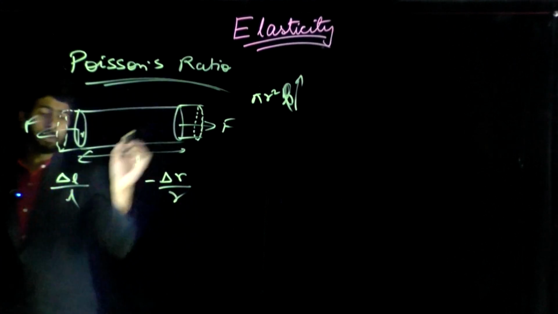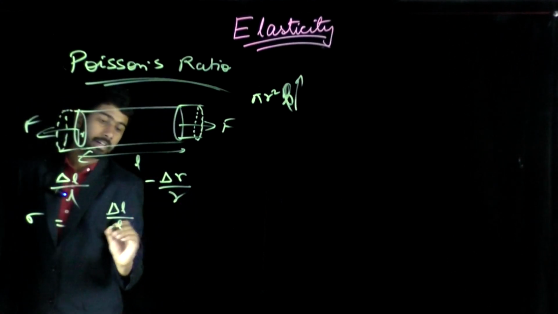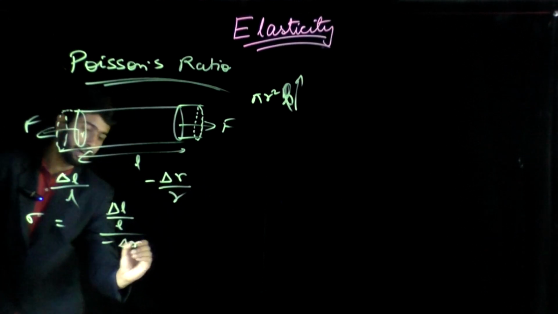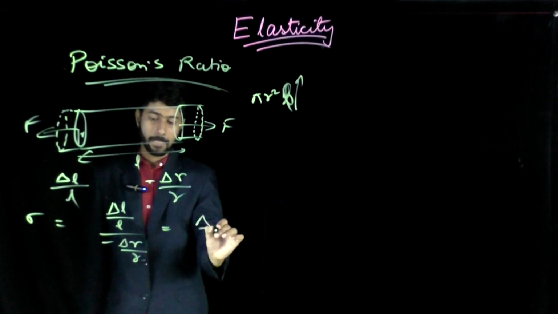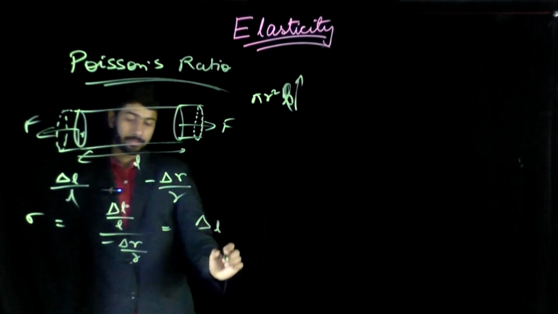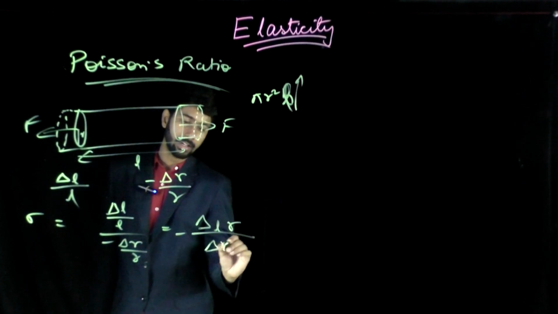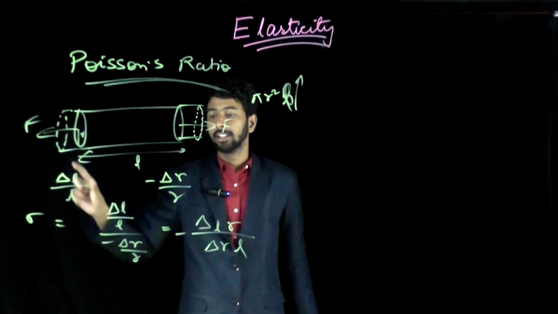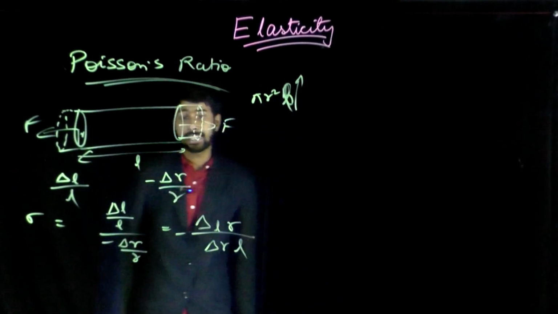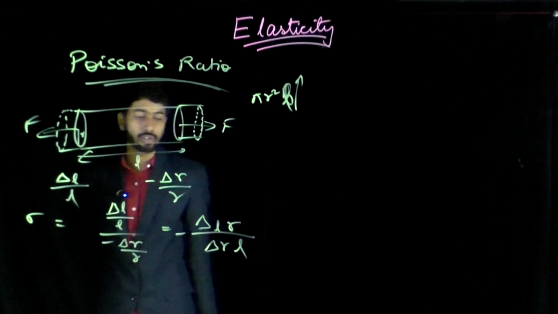So sigma, which is your Poisson's ratio, is this strain delta L by L divided by this strain delta R by R, right? It's simply delta L into R divided by minus delta R into L. Now why is this minus sign there? If your L increases, then R will decrease. If your L decreases, then R will increase, right? This minus sign will make sure that sigma is always positive.